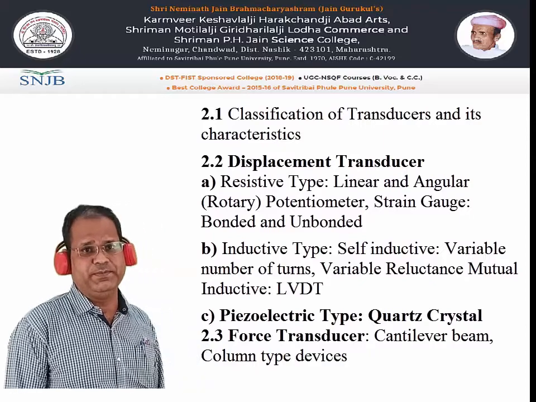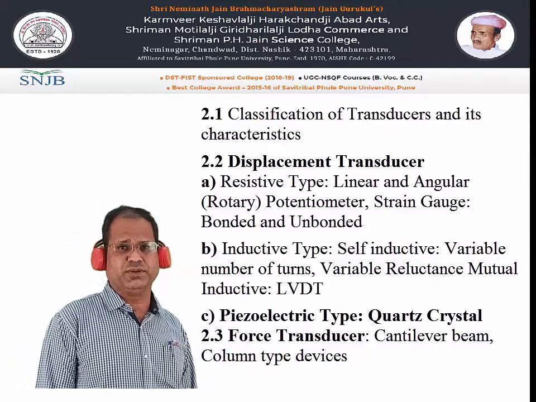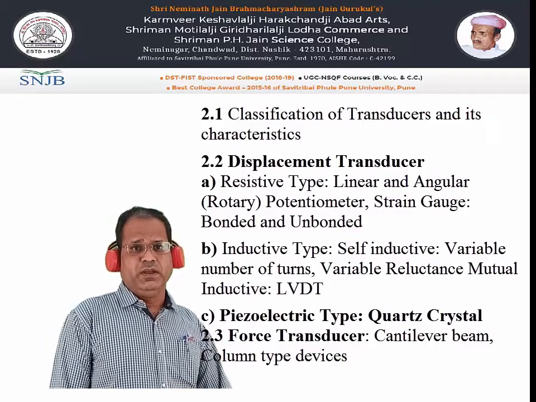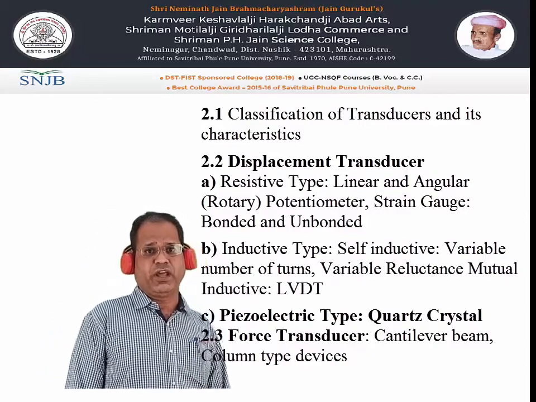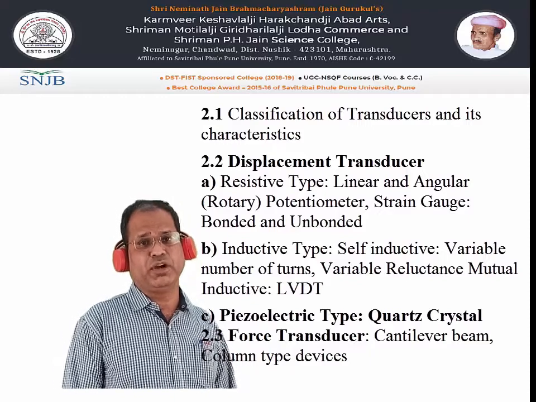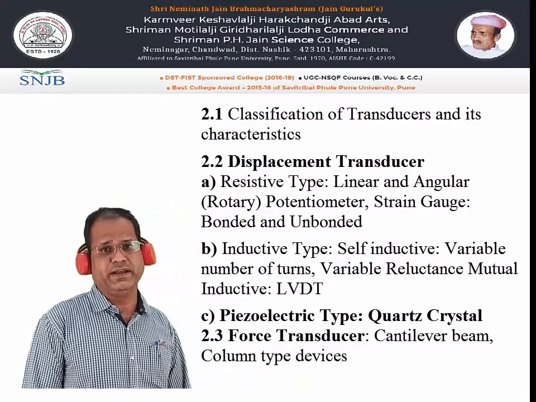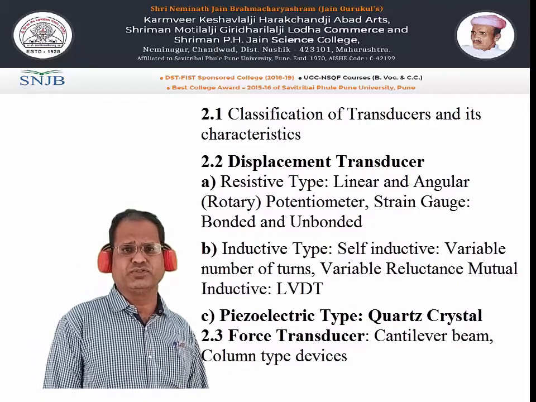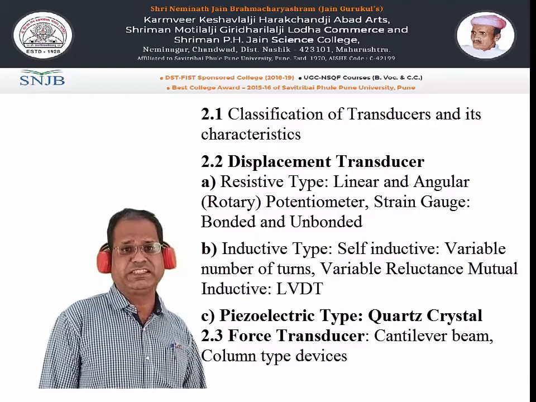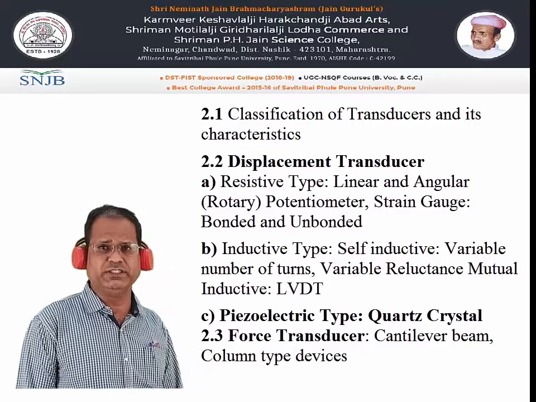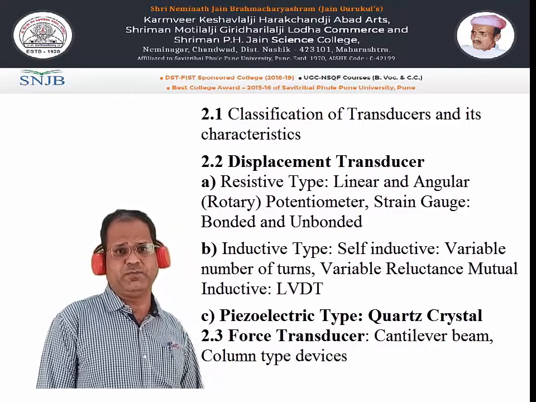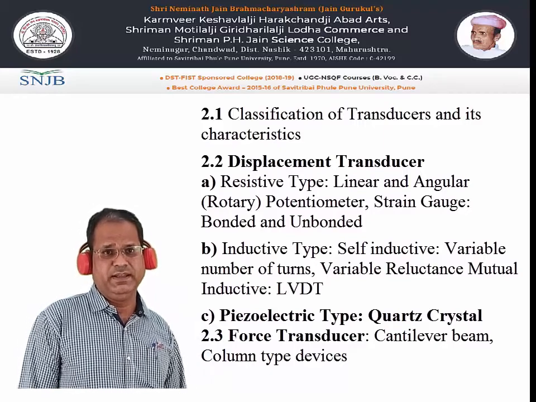Then we have to study the displacement transducers. What are the displacement transducers, that we have to study. Then there are resistive type of transducers. In resistive type of transducers, there are linear and angular rotary type potentiometers. Also we have to study strain gauge. In strain gauge, there are two types: one is bonded type and another is unbonded type of transducers. These are the resistive type.